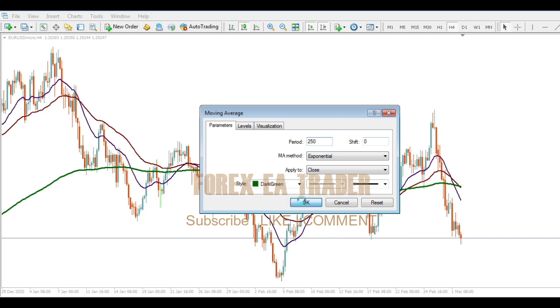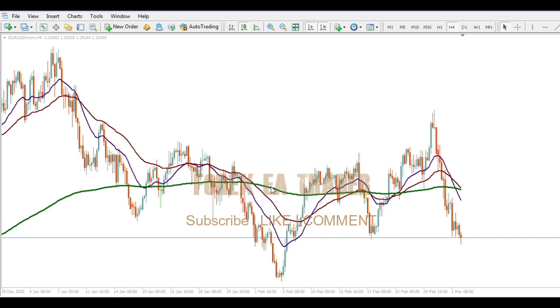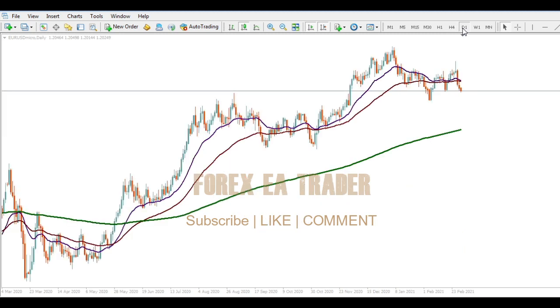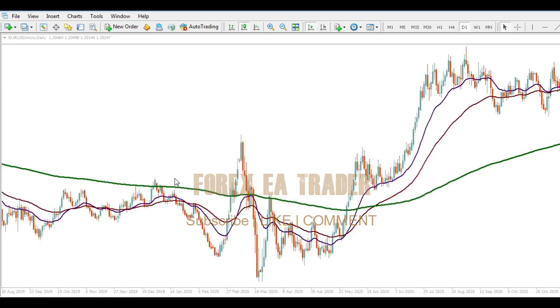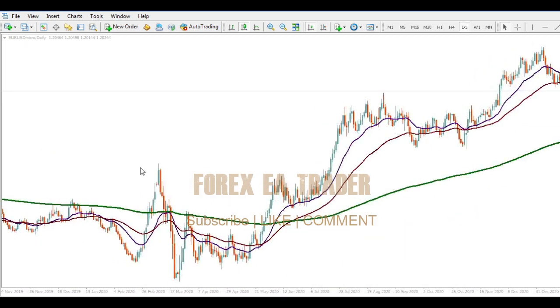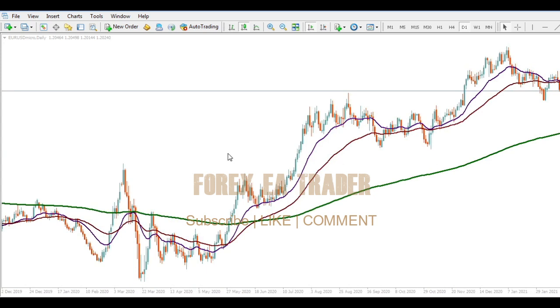Why do people make it 200 or 250? Because they then go to the daily time frame, because there are basically around 250 trading days in a year. So the 200 or the 250 moving average is very popular when you are looking at the daily chart. It basically gives you an idea of the long-term trend, the yearly trend.